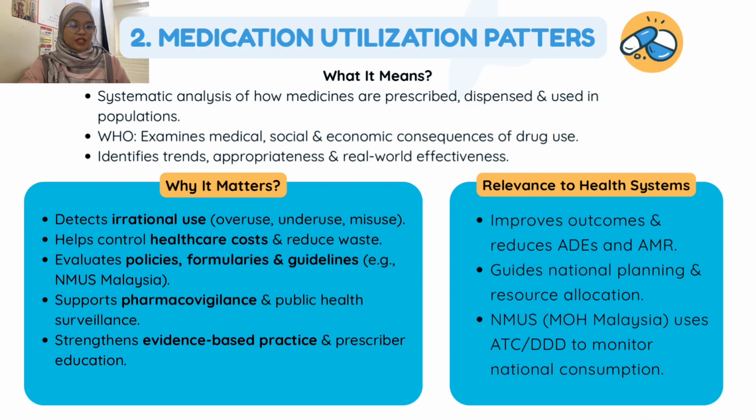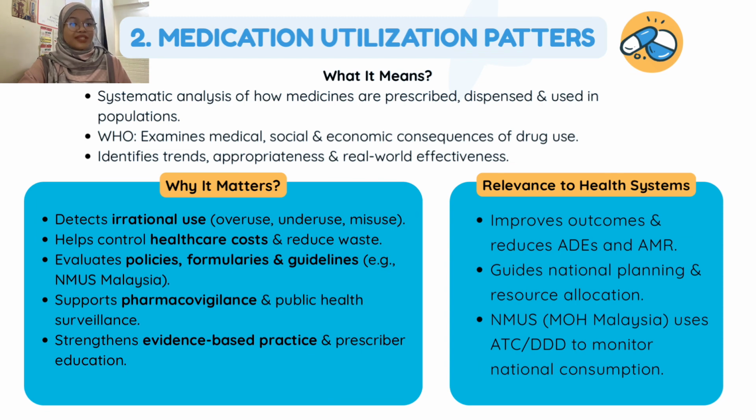Medication utilization patterns refer to how medicines are prescribed, dispensed, and used across a population, and the WHO emphasized that this includes the medical, social, and economic consequences of drug use. Analyzing these patterns is essential because it helps us detect irrational use such as overuse or misuse, control healthcare costs, and evaluate whether national policies and formularies are effective.